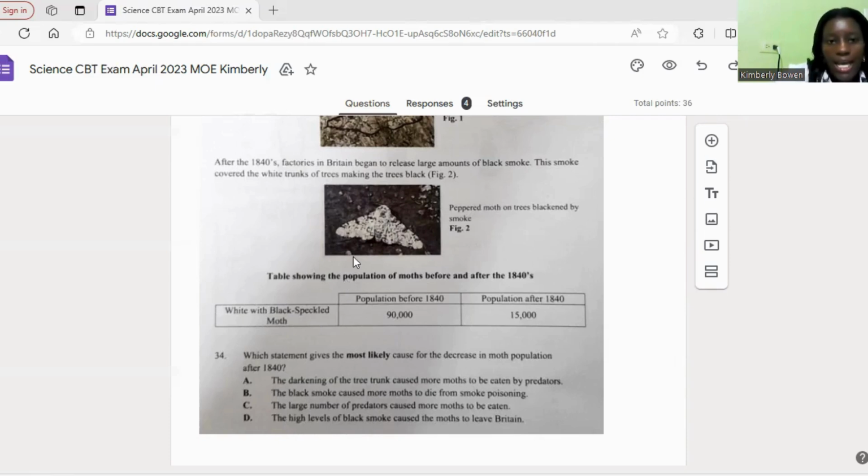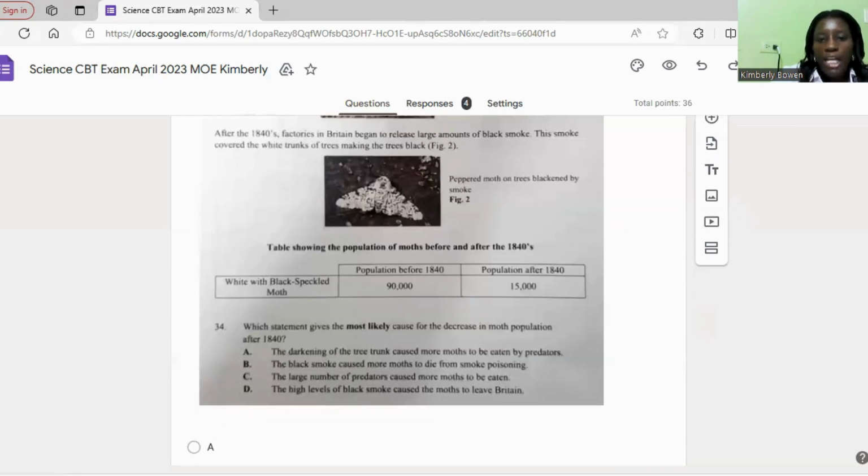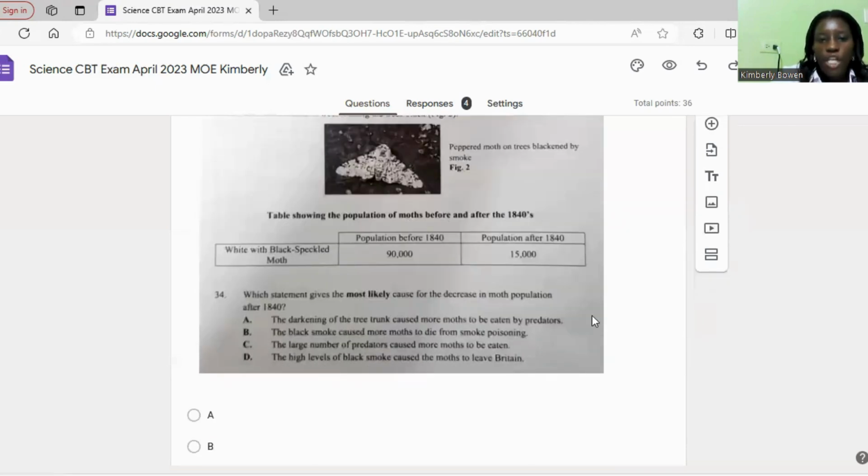All right. It says I was going a bit fast. It says the population before 1840 and the population after 1840. So the table shows the population of the moth before and after the 1840s. The population before the 1840s is 90,000 and the population after the 1840s is 15,000. Which statement gives the most likely cause for the decrease in the population?